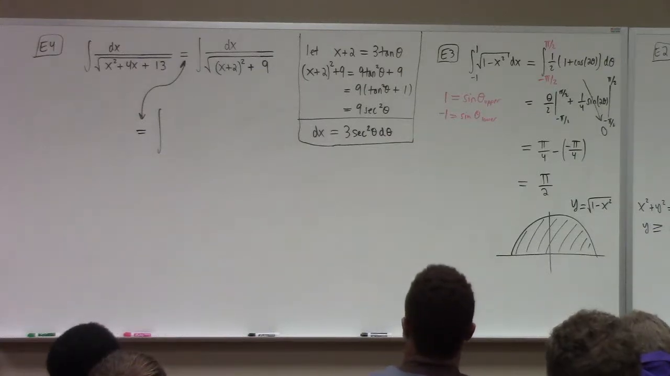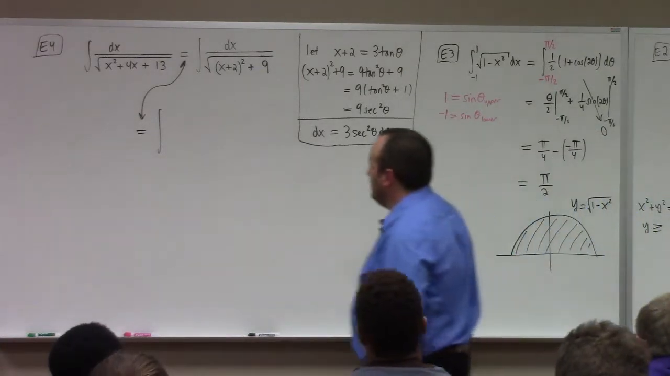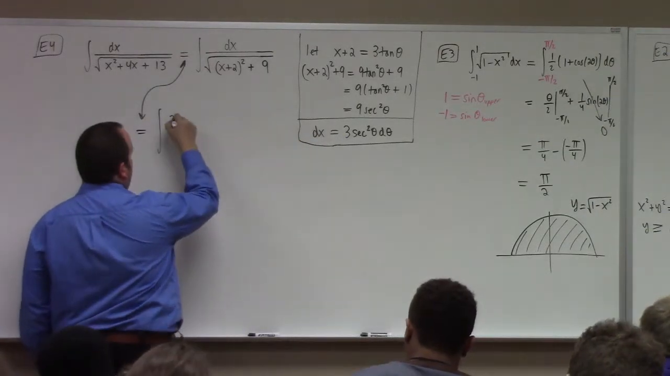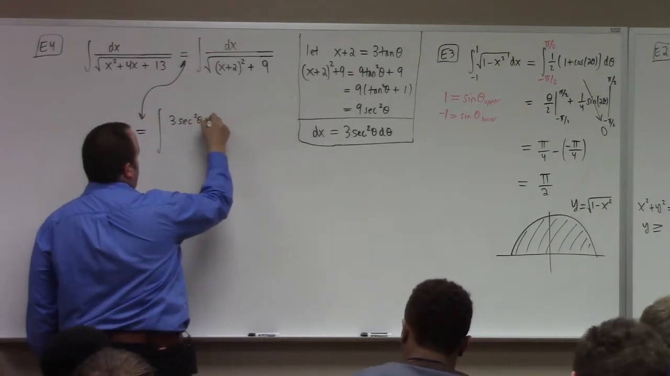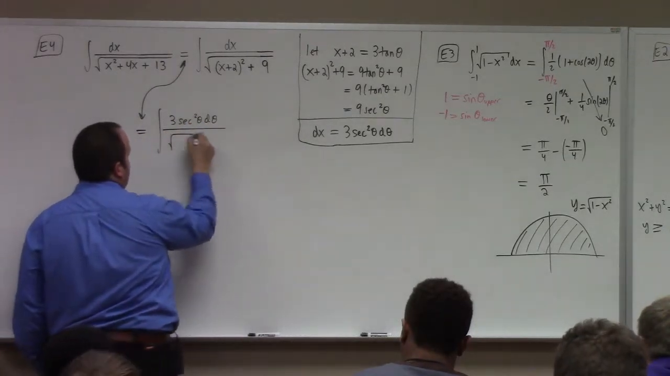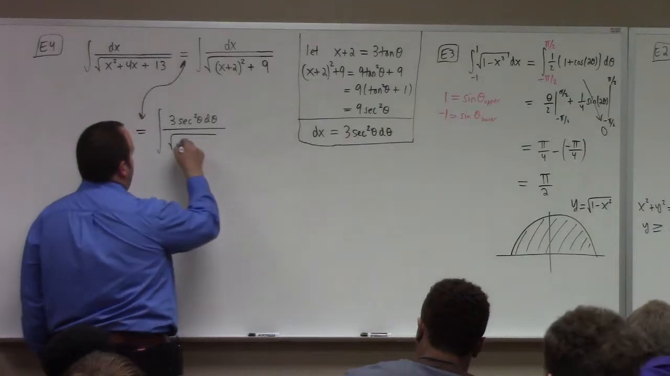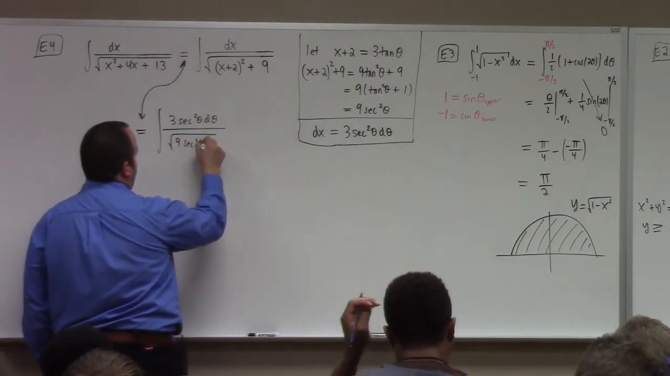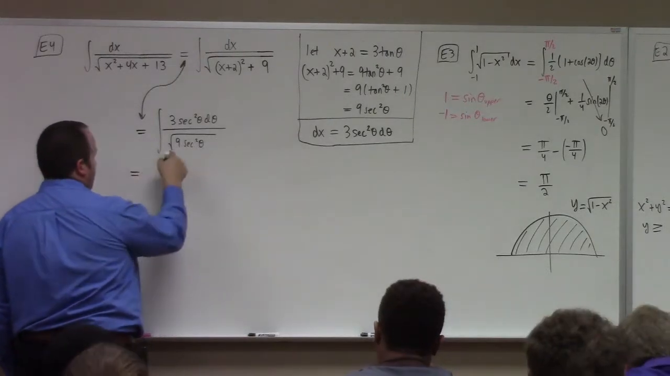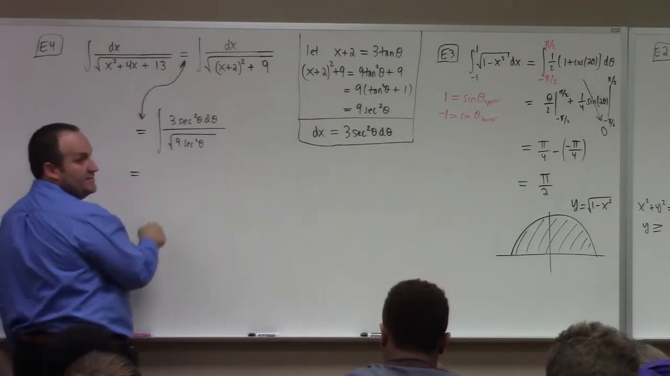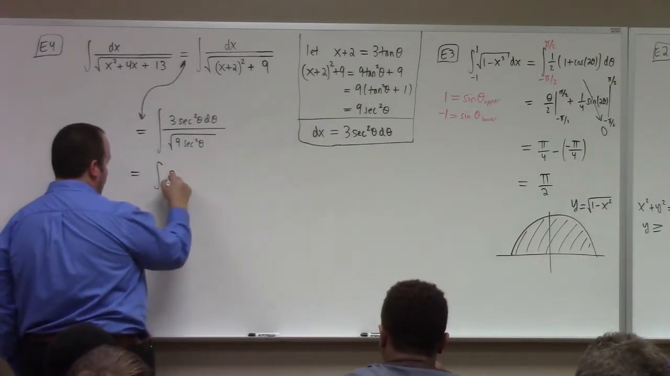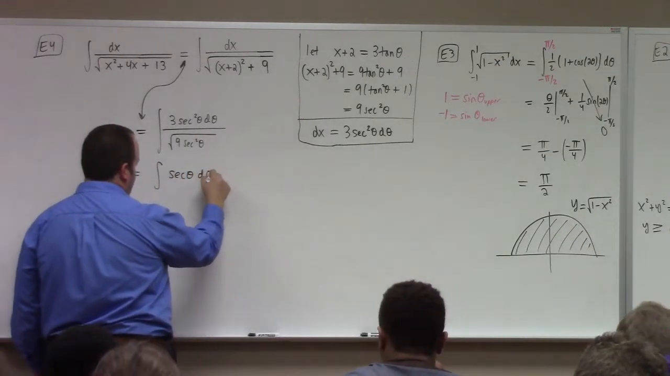Which is pretty nice, right? So what we do here, what's dx? dx is 3 secant squared theta d theta. Downstairs, we've got the square root of 9 secant squared theta. I warned you this day was coming. So the square root of 9 is 3. 3 over 3 is 1. And we have the integral of, oh yeah, that's right.